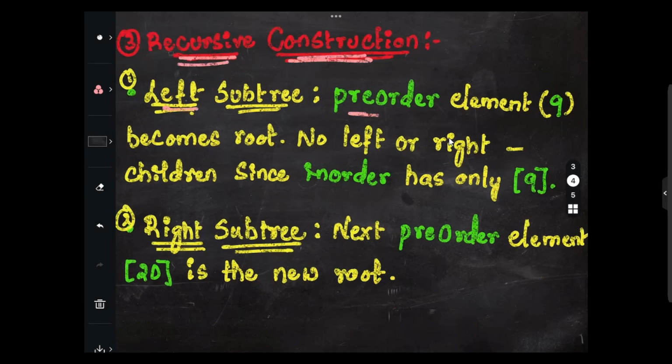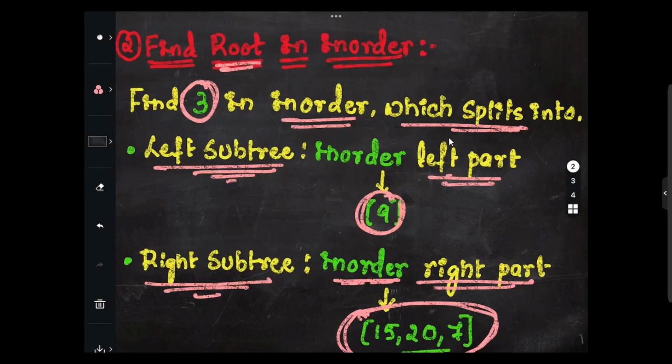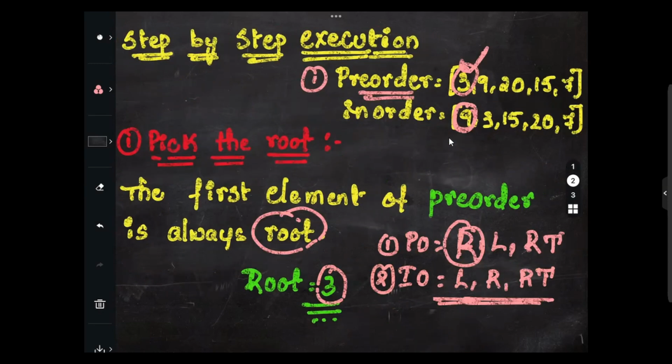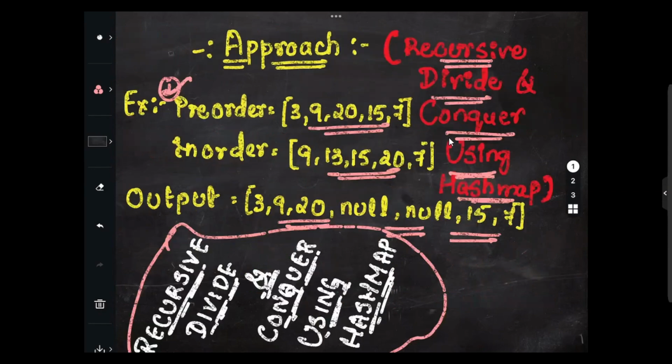So left subtree. Now we have the pre-order element 9. That basically becomes root. We have already considered the root. Now we have to consider the left subtree here for the pre-order. So 9 becomes root now, right? Here you can clearly see I didn't draw a tree. Just give me a second here. Let me draw this one so that it will be easier to understand.